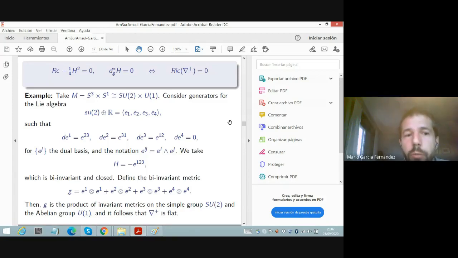There is no change in topology. This is due to this H. So in the case that I was considering, just the S3 factor, then I had H equal to 0. Right. What happens is that the combination of the pair given by the fibration and the 3-form is preserved somehow under T-duality. So the first Chern class of the fibration is exchanged with the cohomology class of the 3-form and vice versa.